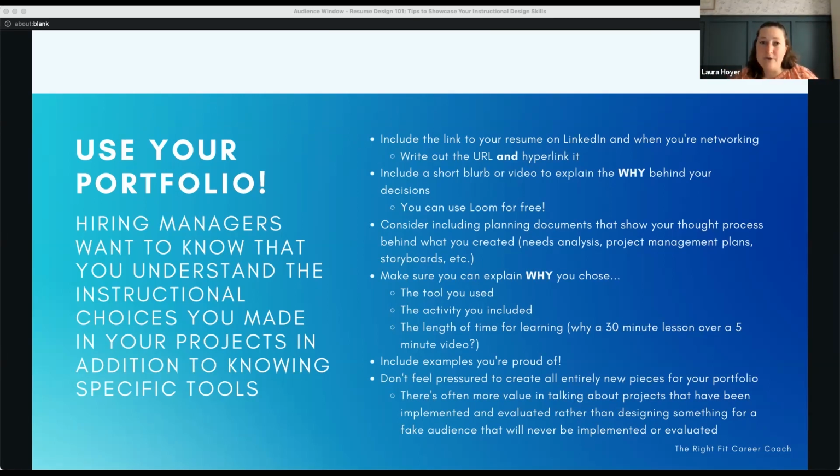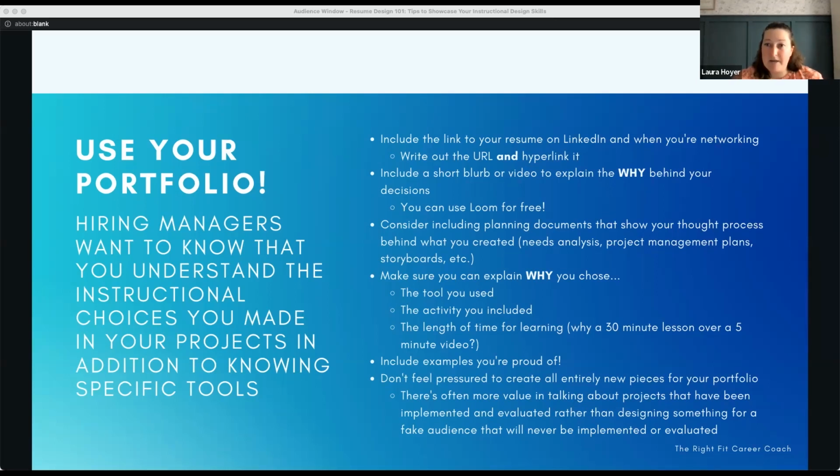You also need to include the link to your portfolio on your resume and on your LinkedIn. Feel free to share it when you're networking. And then vice versa, in your portfolio, you want to make sure to link to your LinkedIn profile and include either a link to your resume or an example of your resume on your portfolio.